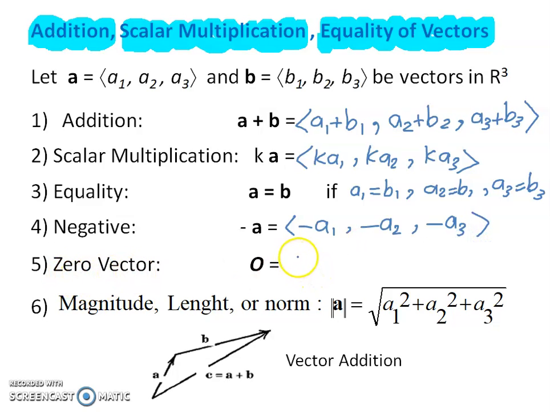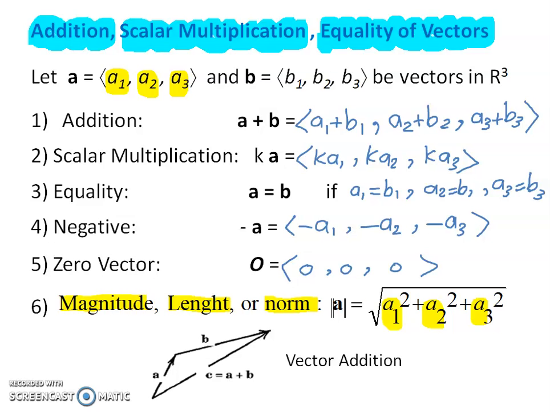5, the 0 vector is a vector whose components are all 0. For the vector we use a bold capital letter O, and for the components we use 0. 6, we have the magnitude, or length, also called the norm. The length of vector A is equal to the square root of A1 squared plus A2 squared plus A3 squared.